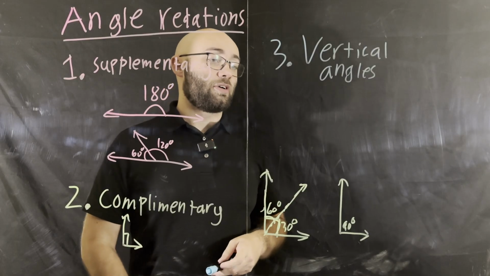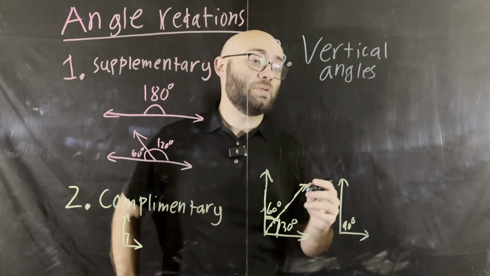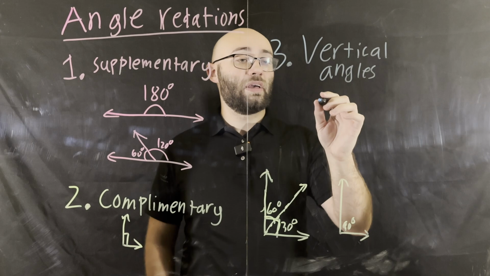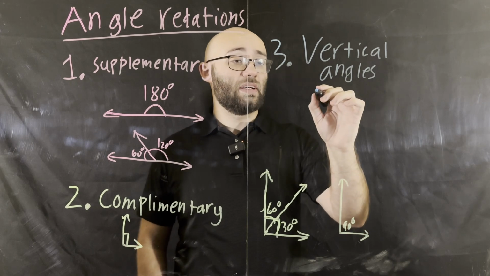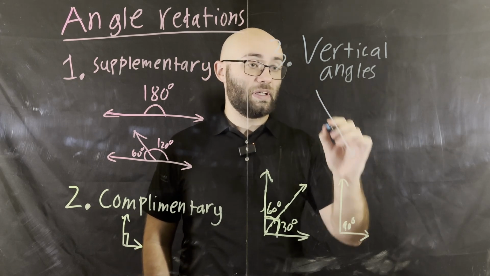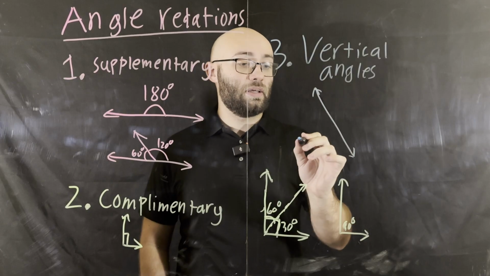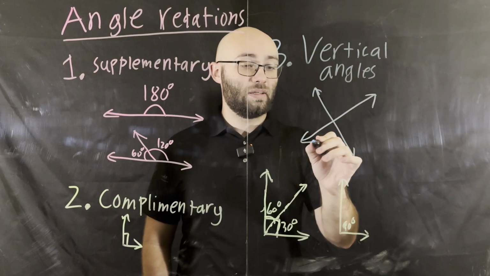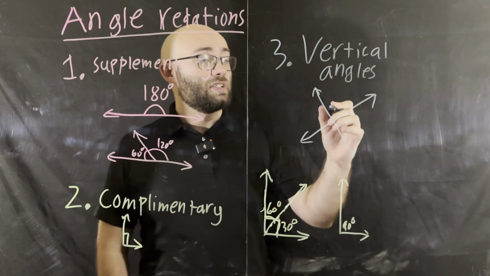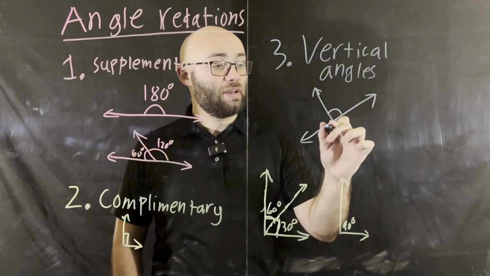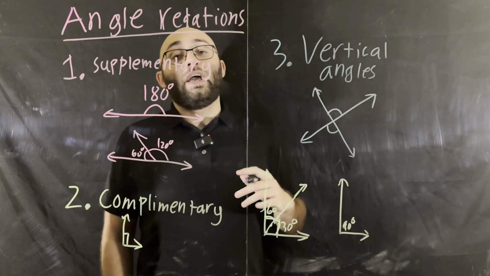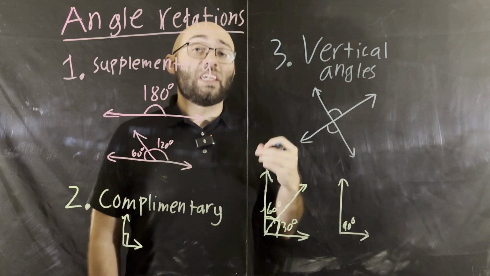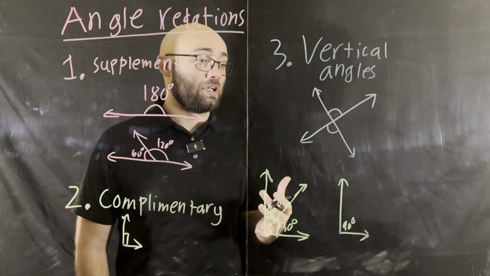All right, let's talk about vertical angles. A little bit different than the other two. So vertical angles, the relationship here is that, let's say that I have two lines crossing. So I have this line and this line. Vertical angles, what they are is like this angle right here and this angle. And vertical angles are always equal. They're always congruent to one another.